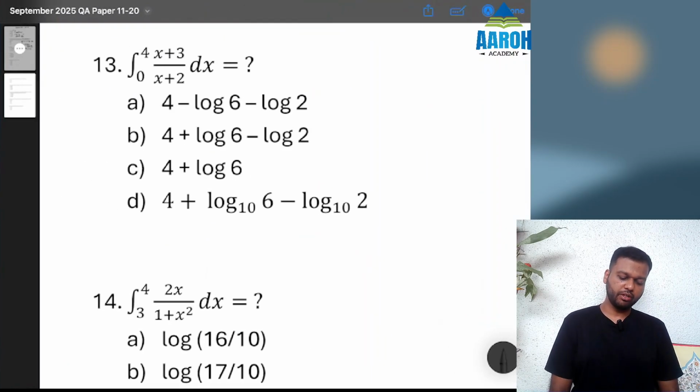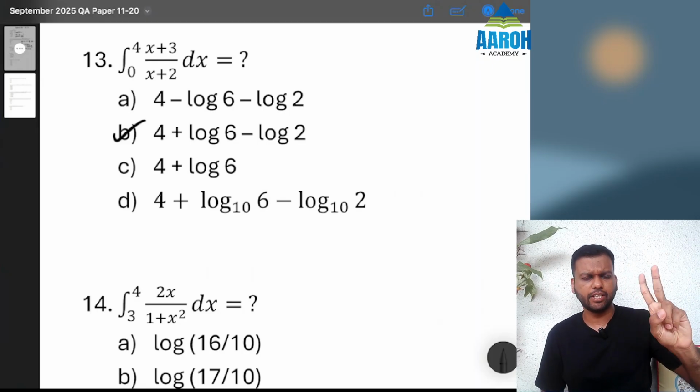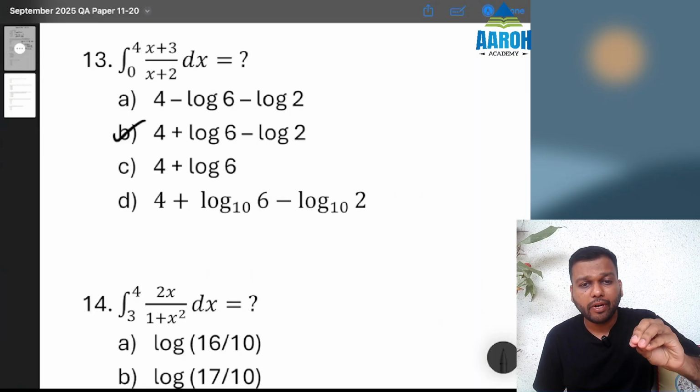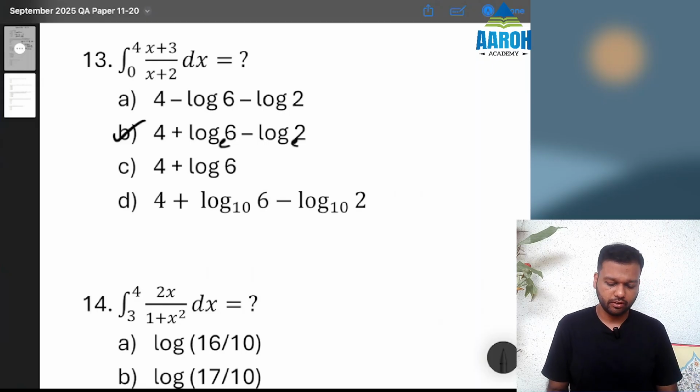So option B is the correct answer, not option D, because in calculus, that is in derivatives and integration and limits, it is implied that base is e if nothing is written. So this is the correct answer, option B.